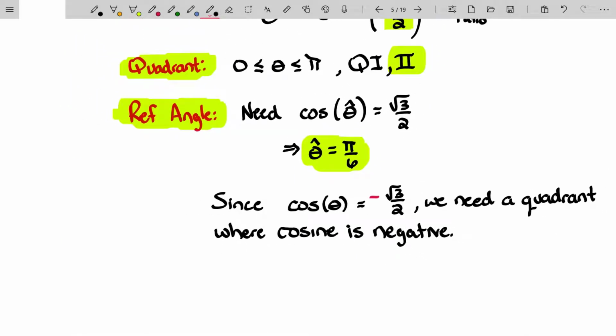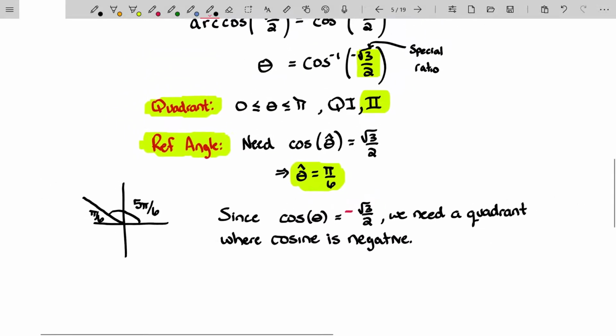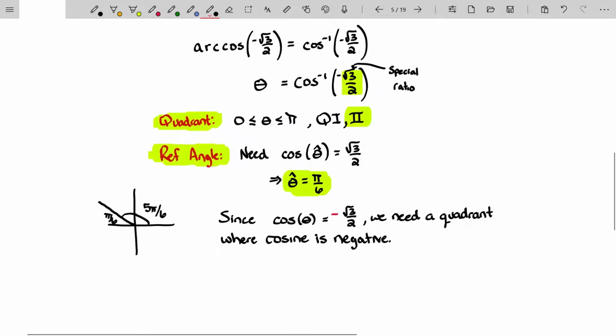I'll just draw off to the side here an angle that terminates in quadrant 2 and has a reference angle of pi over 6, and that angle would be 5 pi over 6. So therefore, the inverse cosine of negative root 3 over 2 is equal to 5 pi over 6.